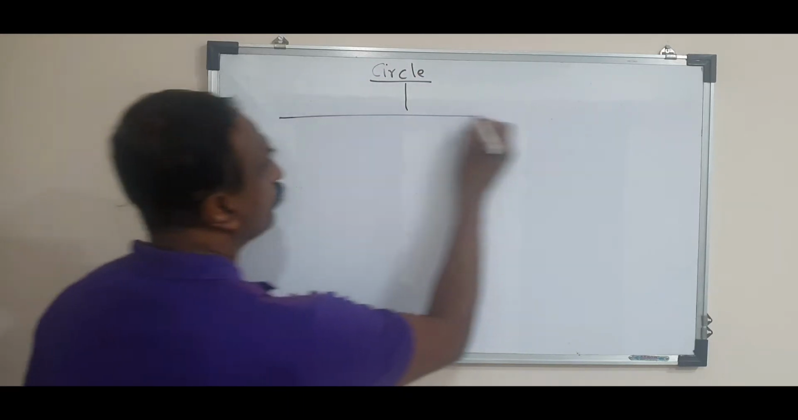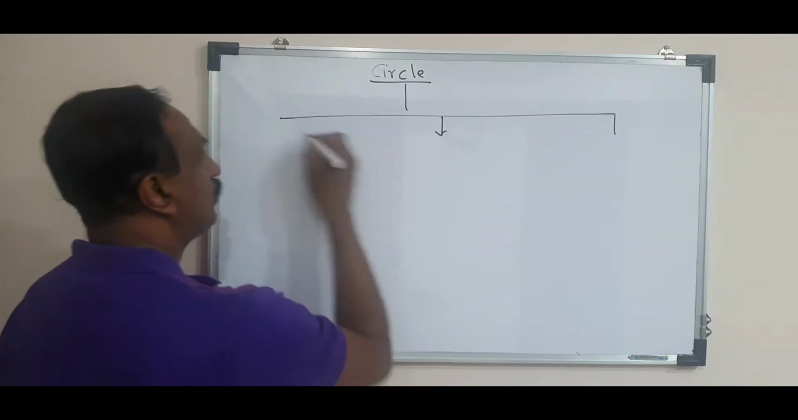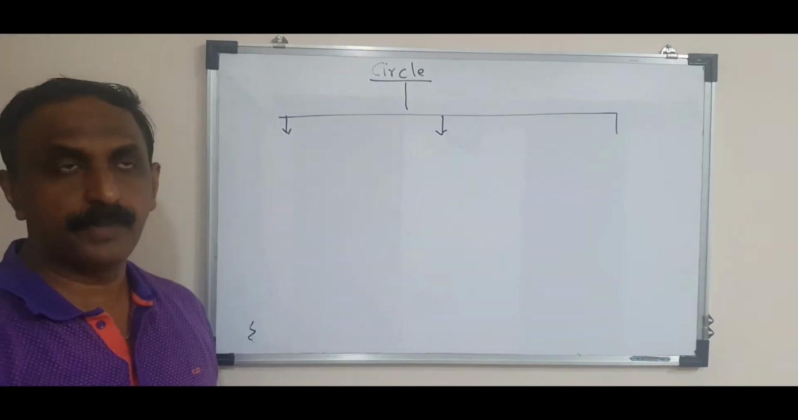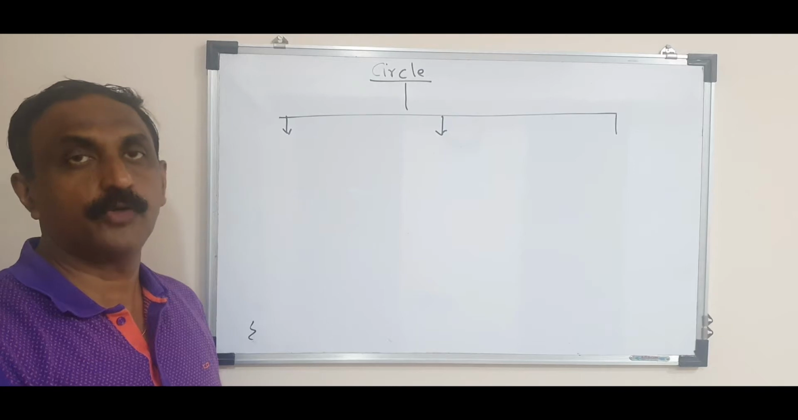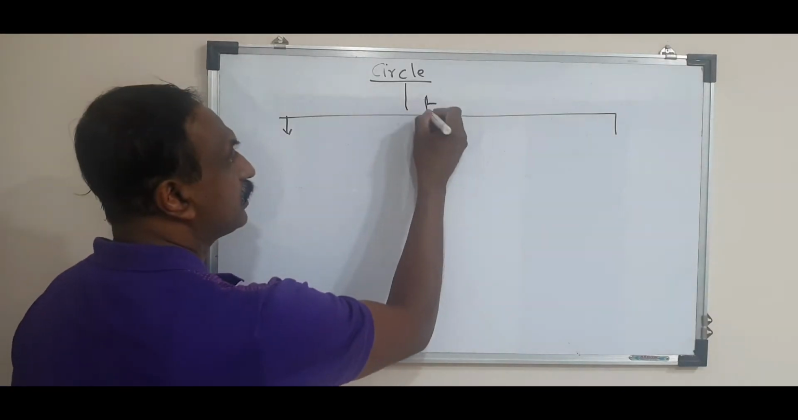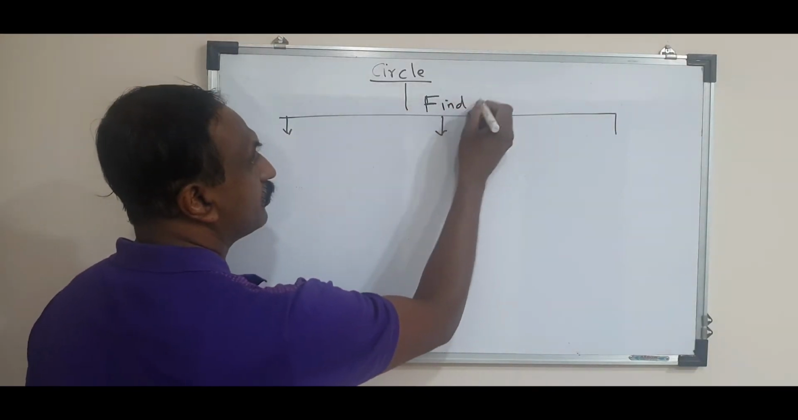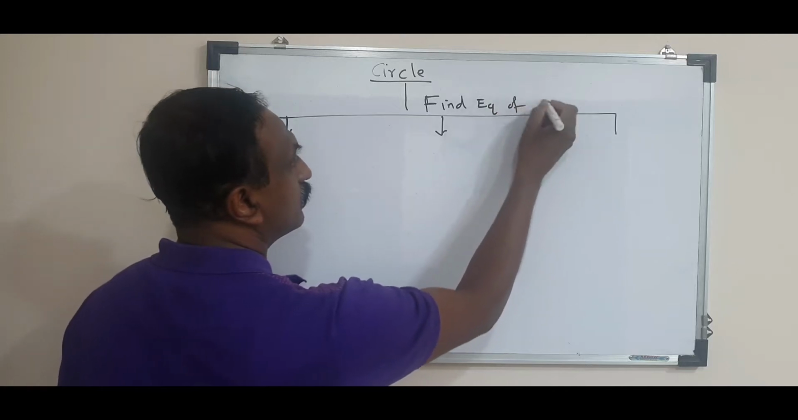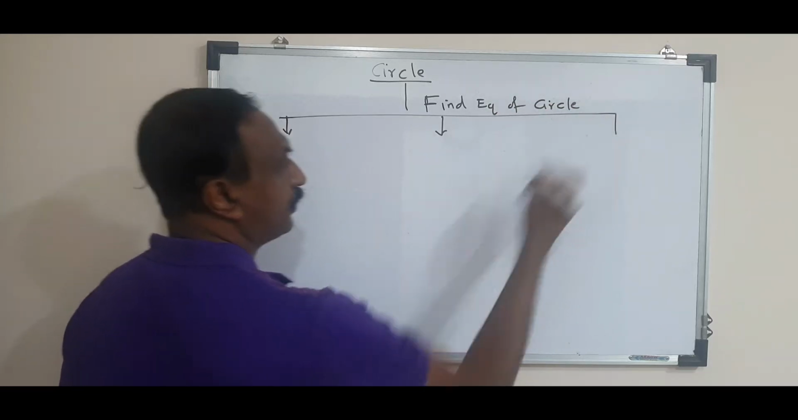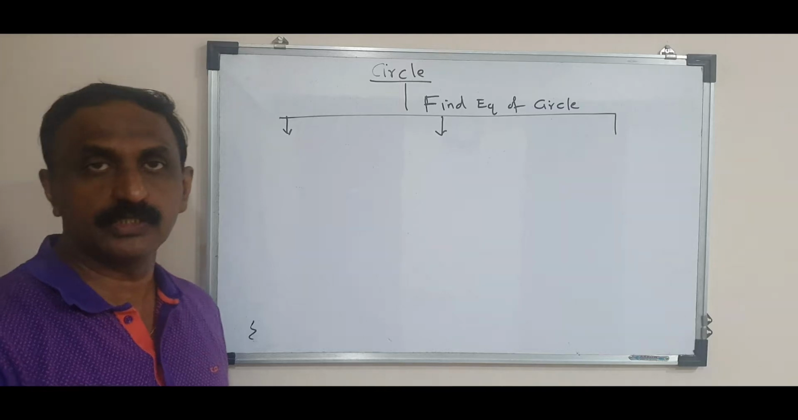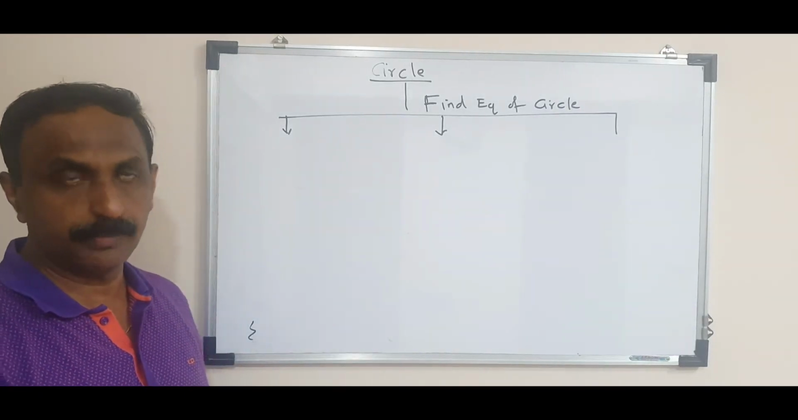there are three formulae. These are to be applied when we want to find the equation of a circle. So to find the equation of a circle, we have three formulas to be remembered.